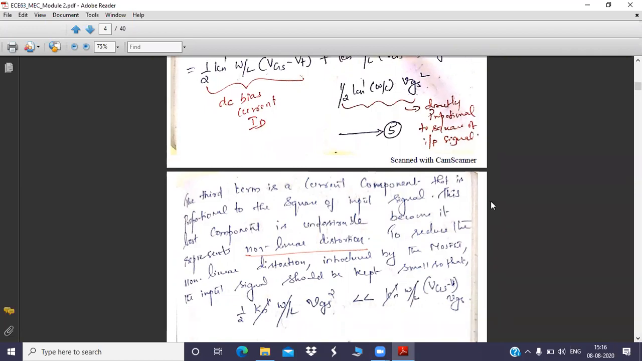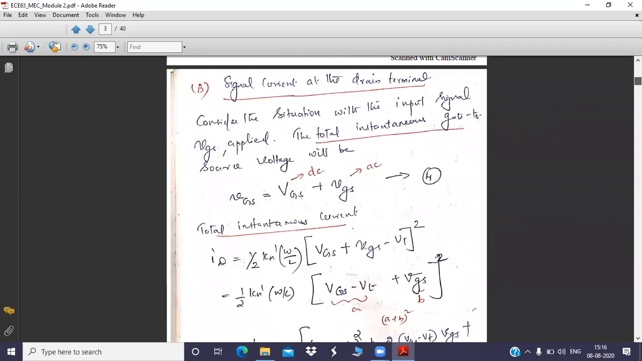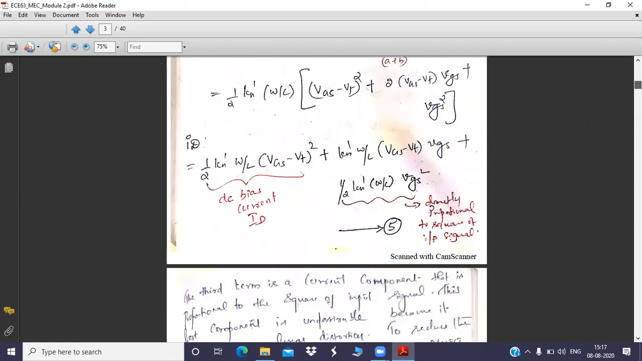Now, next what I will do is, I will remove this because this is ID, capital ID. So here we are not considering this current, because you can check what our topic is. It is the signal current we are going to write, not DC current. Signal current means only pure AC current. So we are not going to consider this. Only wherever you find the AC components, those terms only you are going to consider.